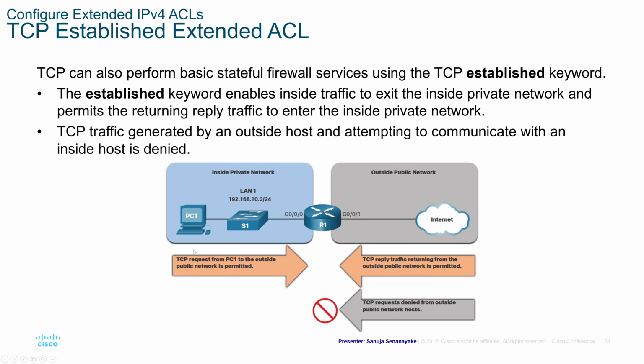So here at the bottom of the screen, we see this diagram trying to explain that. You have an inside private network and an outside public network. If the TCP request from PC1 to the outside public network is permitted, then the TCP reply traffic returning from the outside source will be permitted, because the initiating party is the inside private network, right? It's a device within the private network that initiated that TCP request. Therefore, the TCP reply back from the outside would be allowed. However, if an outside public network device tries to initiate a TCP request, it will be declined because of the way that the established keyword works.